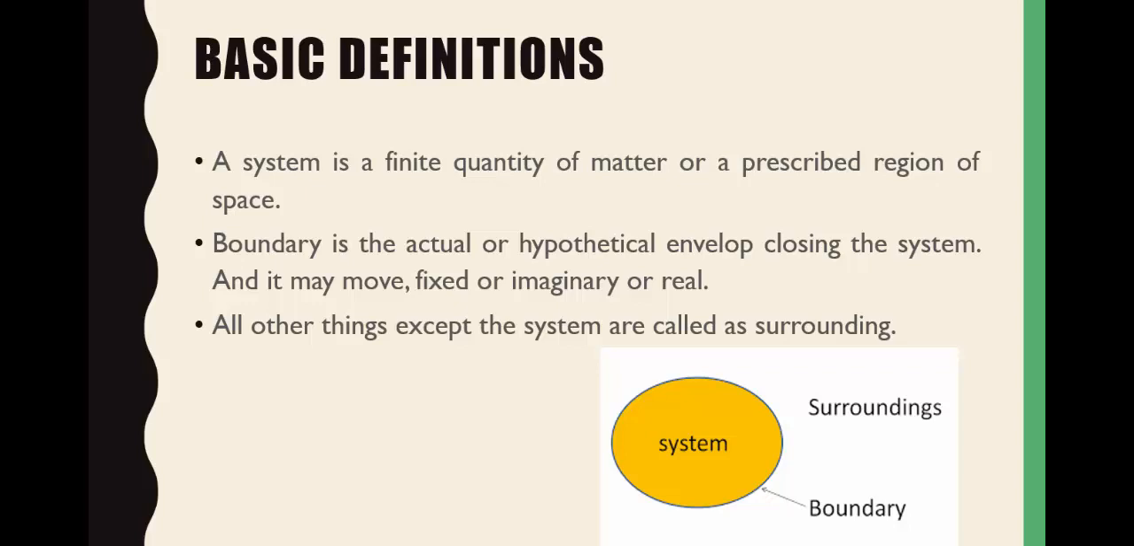The boundary is the actual or hypothetical envelope enclosing the system. The boundary may be a movable one, a fixed one, an imaginary one or a real one. The boundary may be fixed when you consider the jar as a system. The boundary may move when you consider a piston cylinder arrangement as a system. The boundary may be imaginary when you are taking a particular space or region in a room, or it may be real when you consider the room as a system, right? All other things except the system are called the surroundings. Okay.